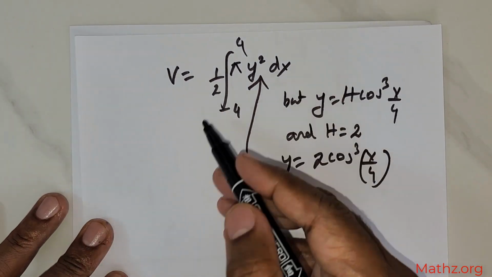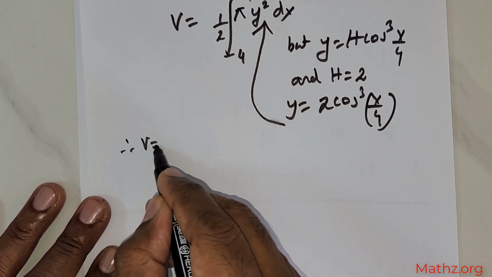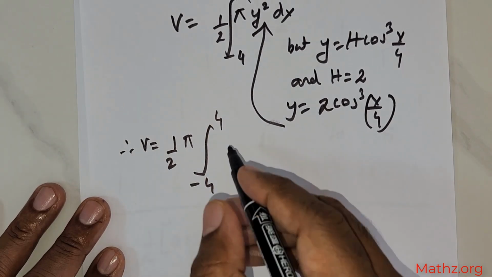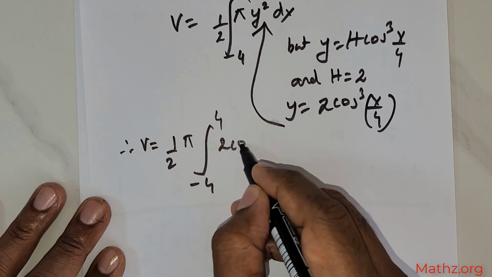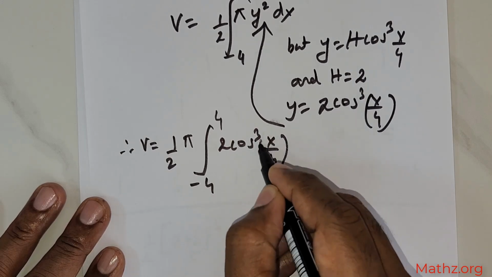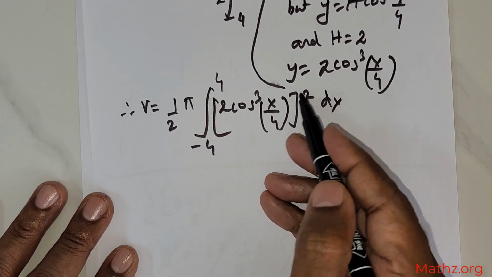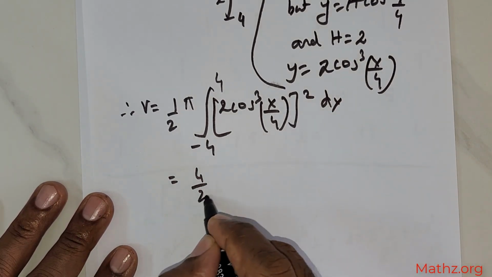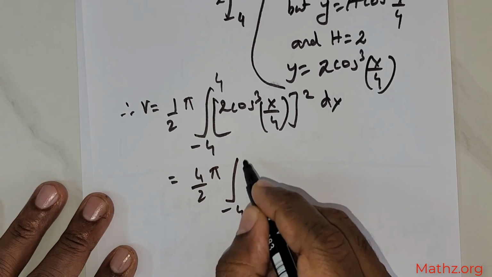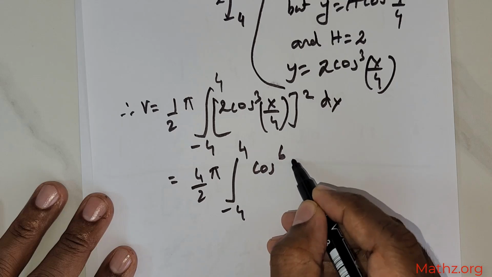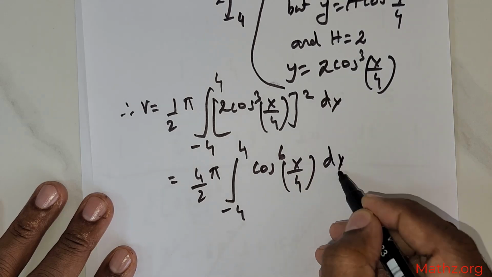Now this is the formula we will be utilizing. So therefore V is equal to 1 over 2 pi, I can take it out, -4 to 4. My y is 2 times cos cubed of x over 4, raised to the power of 2, times the dx. So this is 2 squared. So 4 over 2 times pi, limits -4 to 4, 3 and 2 gives cos 6 of x over 4 times the dx.